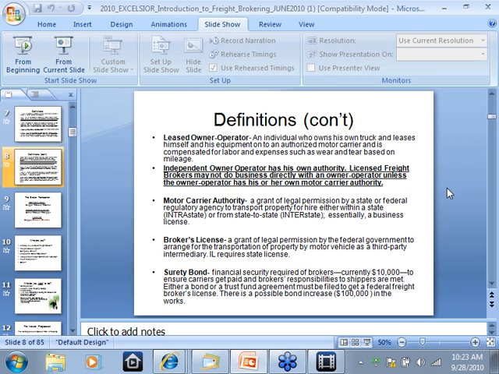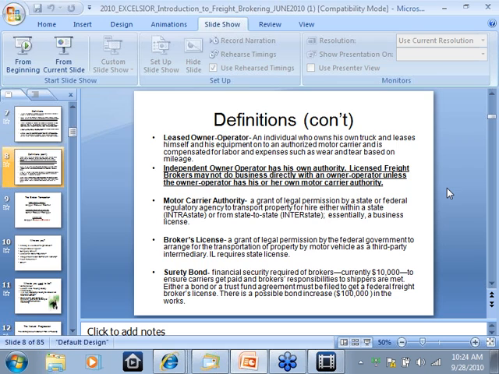All right. So that's motor carrier authority. Broker license: a grant of legal permission by the federal government to arrange for the transportation of property by motor vehicle as a third-party intermediary. Notice we're talking about federal government. We don't have the same degree of a dichotomy, if you will, as we do with motor carrier. We're really focused on inter versus intra when it comes to motor carrier because there's 28 states that regulate. But when it comes to brokering, well, the intra component of brokering is really incidental.